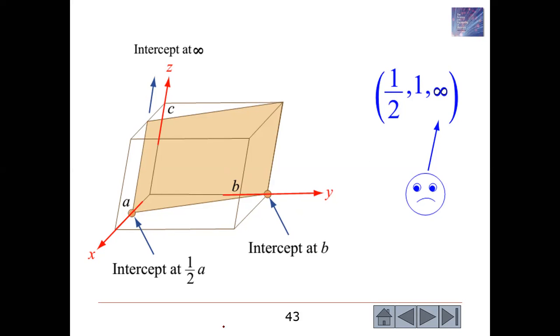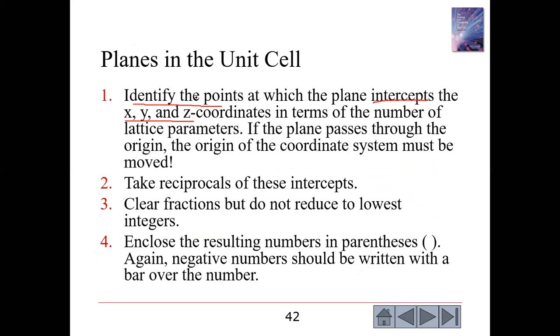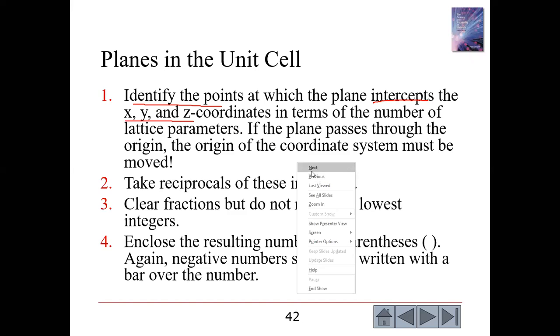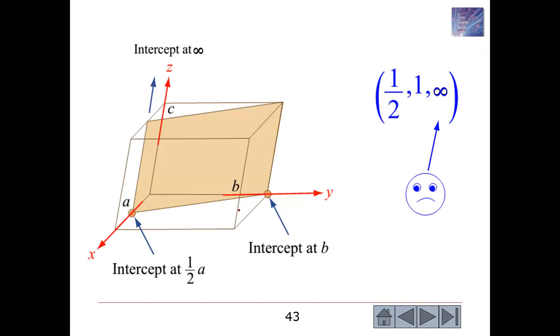I don't know what is happening, but my system is lagging a bit. Okay, previous. So the first step is to identify the points at which the plane intercepts the x, y, z coordinates. We need to find these intercepts. Now this plane is cutting the x-axis at half. This is full, so this is half. This is a, from here to here, one lattice parameter a. So this plane is cutting it in the middle, and we will say the intercept is at half a.